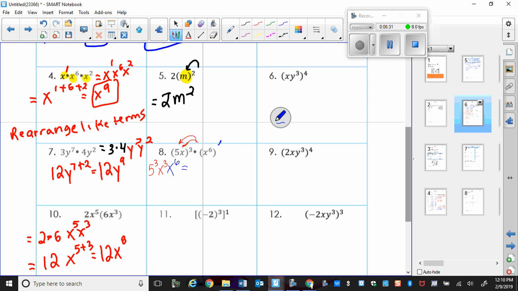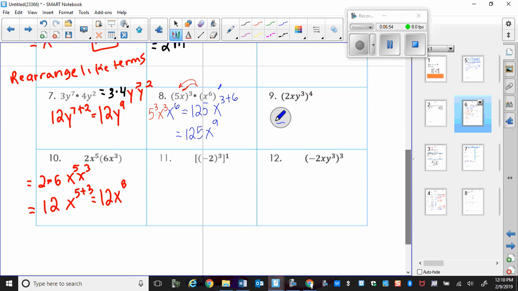Well, 5 to the power of 3 is 125. But the x's, they're side by side, so I'm in this first situation where I'm adding the exponents. This equals 125 x to the 9th power. The last one, it says -2 is cubed.